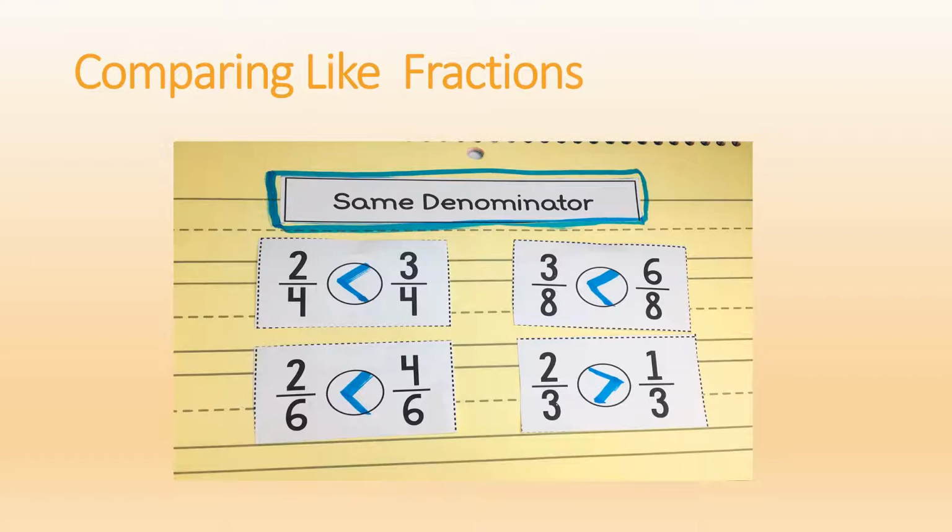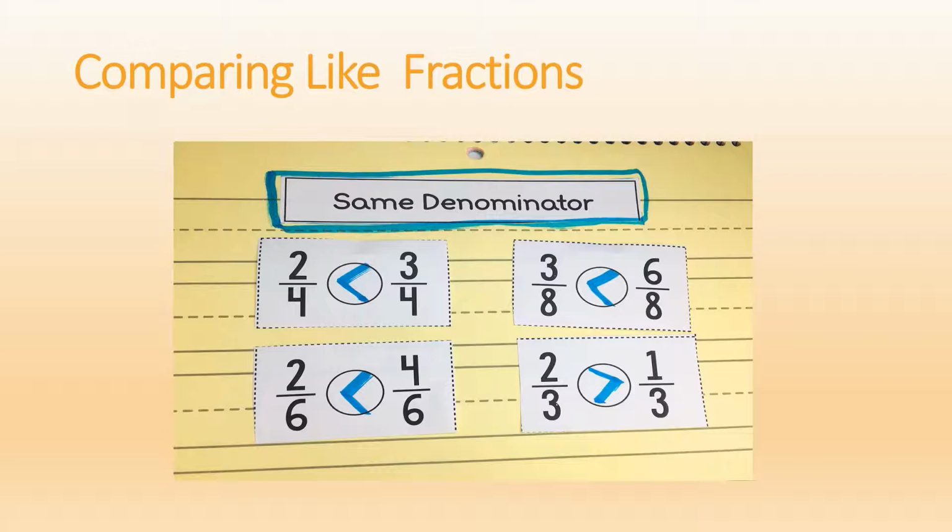Here the denominators are same. You can see here in the first example 2 upon 4 and 3 upon 4. Now you have to see the number on numerator. Which one is bigger? 3. 3 is bigger than 2. So that's why 3 upon 4 is bigger than 2 upon 4. Another example, 3 upon 8 and 6 upon 8. As the denominators are same, that is 8, but the number on numerator 6 is bigger than 3. So that's why 6 upon 8 is bigger than 3 upon 8.